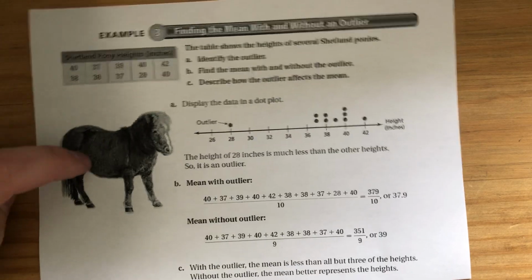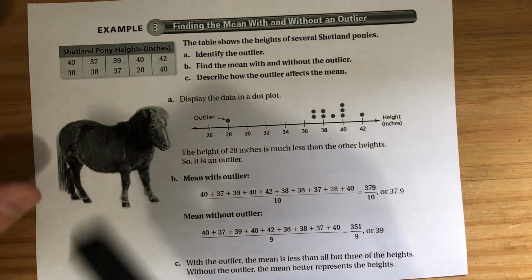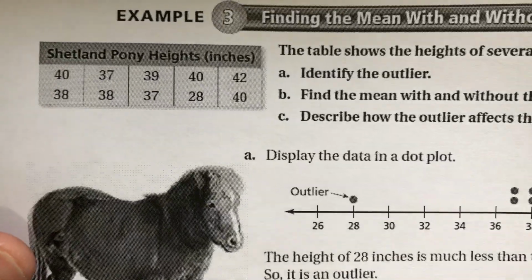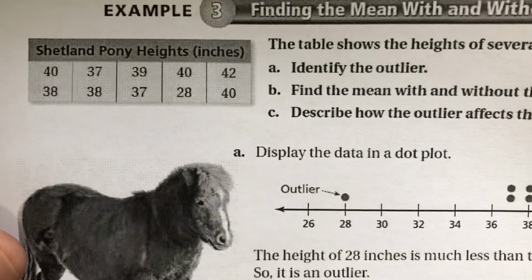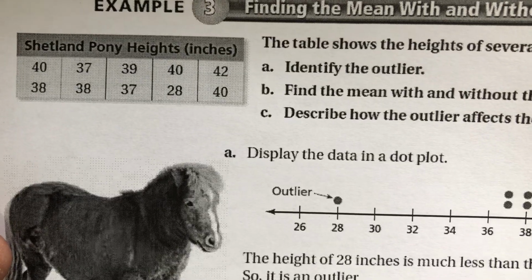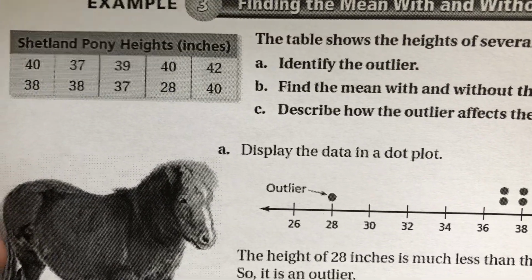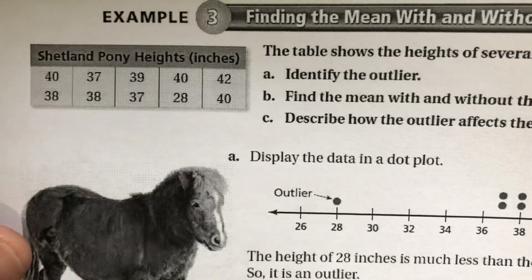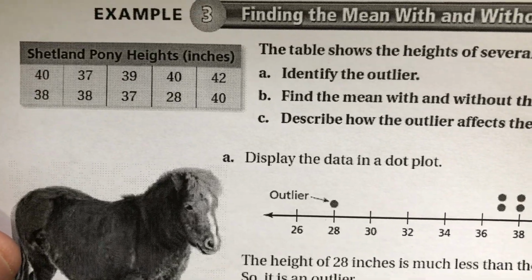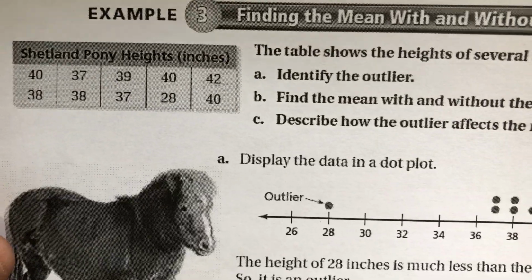And that's going to be the case with this Shetland pony here. When I look at the heights of the Shetland ponies, and I'll zoom this in for you, you can see our heights are 40, 38, 37, 38, 39, 37, 40, 28, 42, and 40. That 28 is much shorter than most of the ponies. In fact, it's about a foot shorter than most of the ponies.